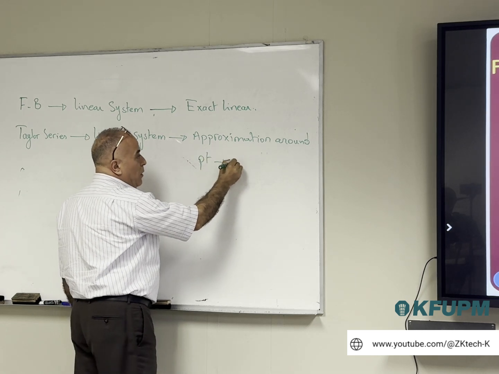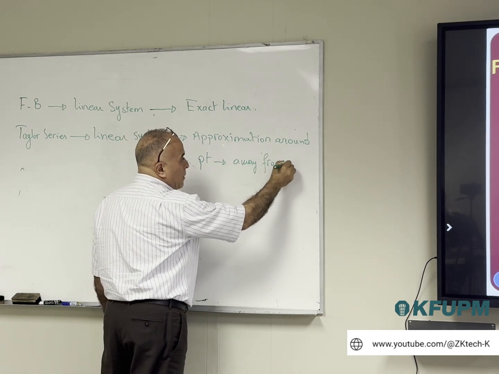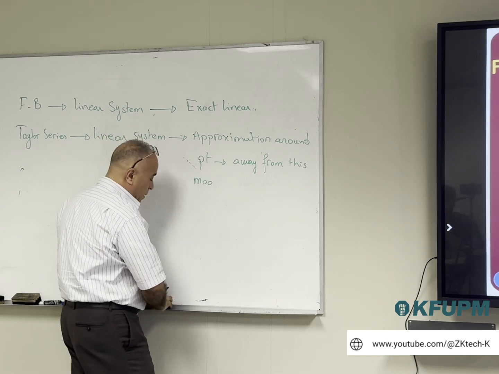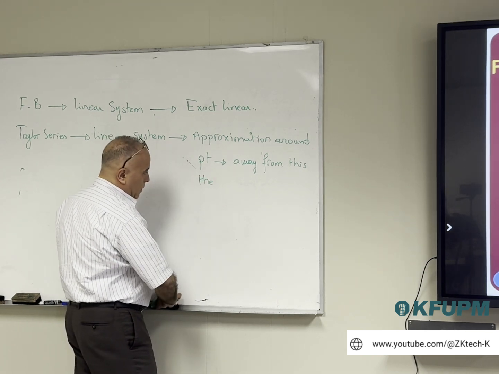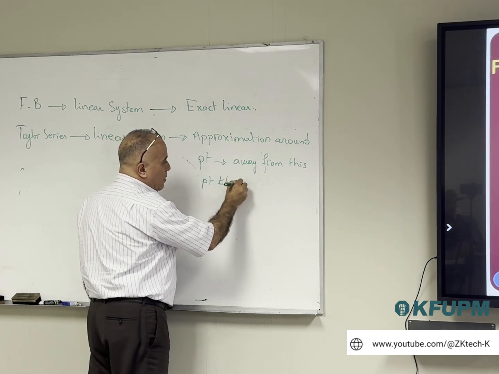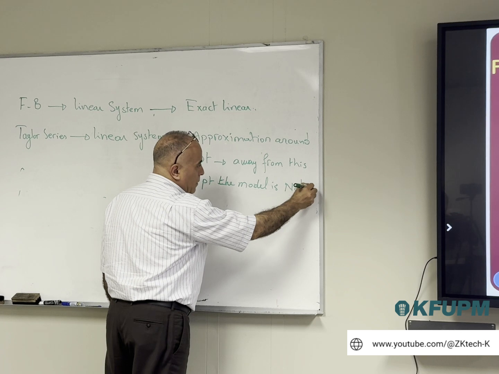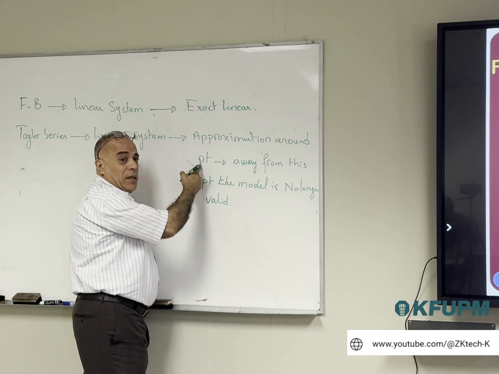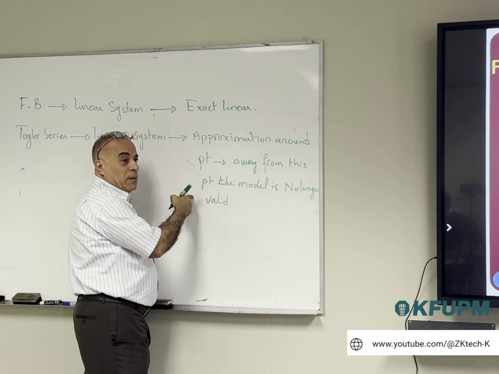which means that if you are away from this point, the model cannot be extended. The model is no longer valid. So we cannot extrapolate the model. It's not an extendable model. It's valid only around one point.